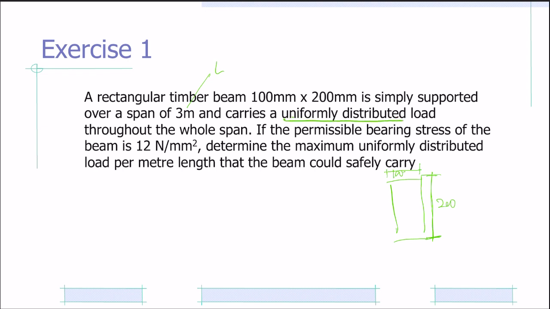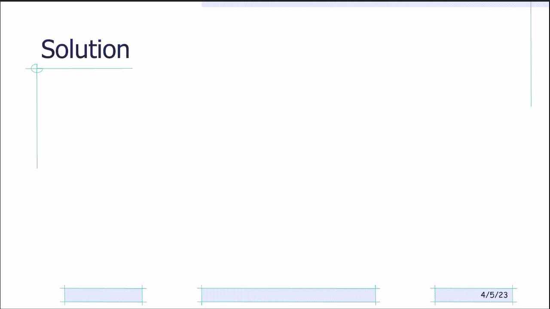If the permissible bearing stress of the beam is 12, so this referring to F, determine the maximum uniformly distributed load per meter length that the beam could safely carry. Means that what it's trying to find is the value of W, which is maximum uniformly distributed load per meter length. Now first, what we can do is we can find the Z, basically because you know the formula of MR equal to FZ. So this is apa yang kita cuba cari lah.